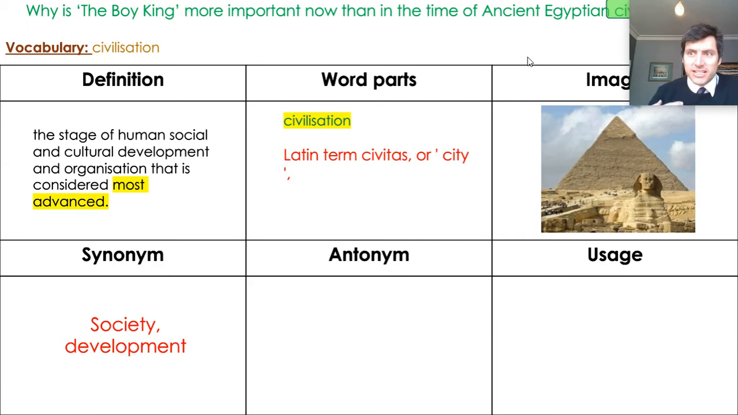Words which mean similar things, so synonyms to civilization, are things like society or development. When you have a structure for living, you have a society. Antonyms, the opposites, are words such as undeveloped. So it's where you don't have roads, you don't have structures. That's when society is perceived as less civilized.